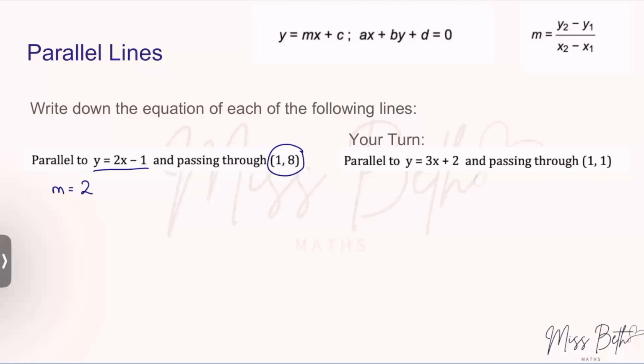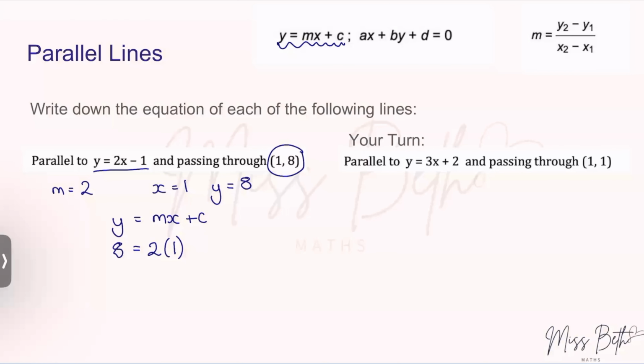I also know that it goes through this point 1, 8. Okay, so I know that when x is equal to 1, y is equal to 8. So what I'm going to do now is plug that in to my equation of a line. So we've got y equals mx plus c. And we know that y is equal to 8. The gradient m is 2. I know for this particular point, x would be equal to 1. And then we need to work out what our c value would be.